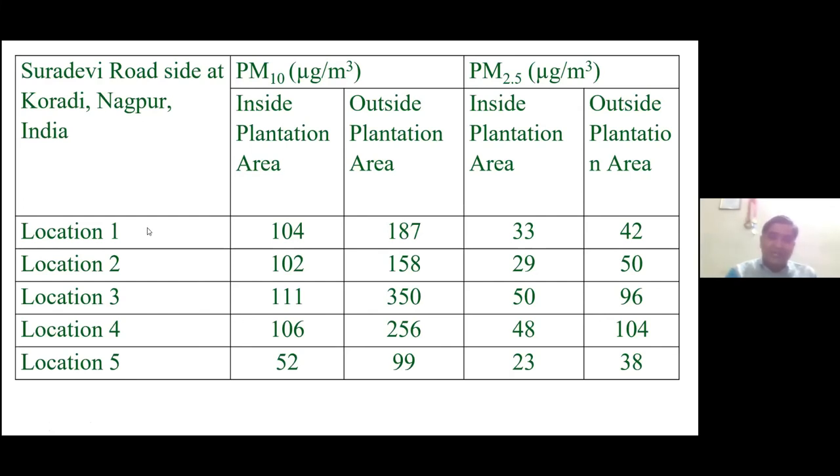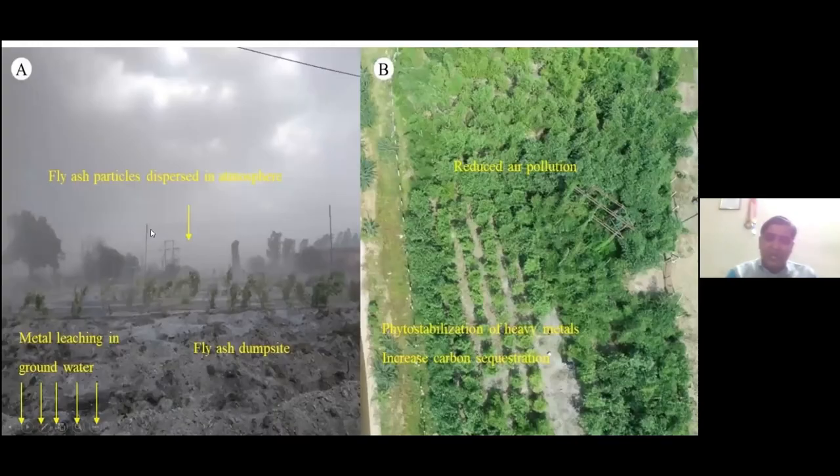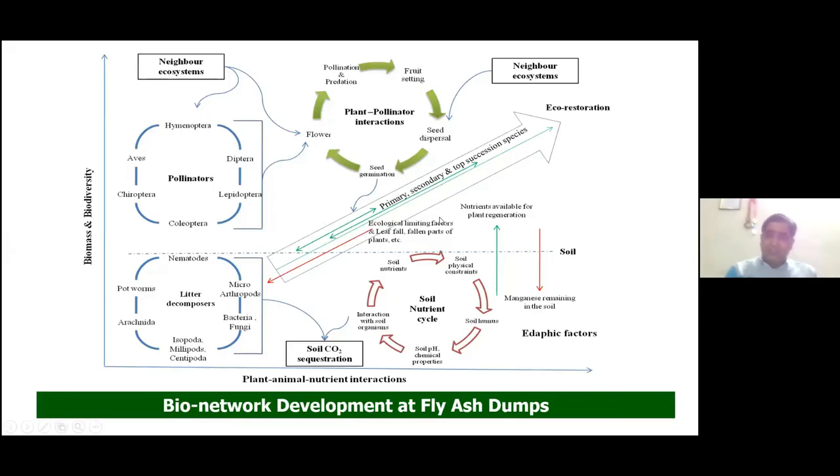Such fly ash particles are dispersed in the atmosphere, and metal leaching into the groundwater may also happen at fly ash dump sites. Here you can see reduced air pollution, phytostabilization of the heavy metals, and increased carbon sequestration capacity. These are the works we did on the fly ash dump area, and these ecological interactions are running in that area. After 5 to 10 years, all will be consolidated, and slowly ecological succession will start, and successional species will invade from the neighboring ecosystem.